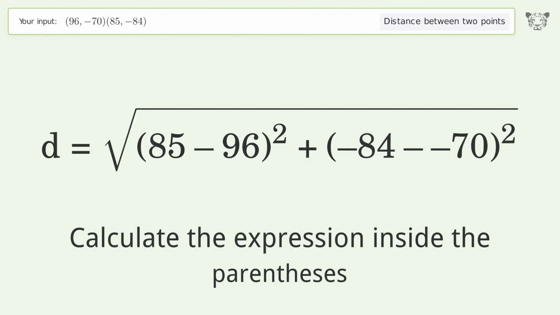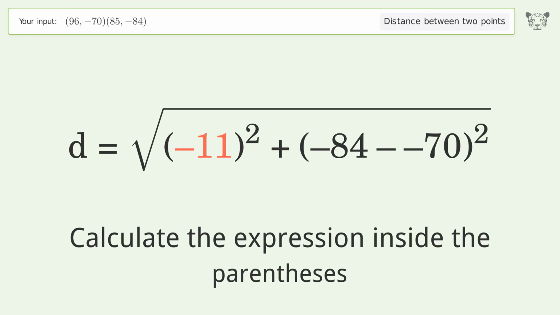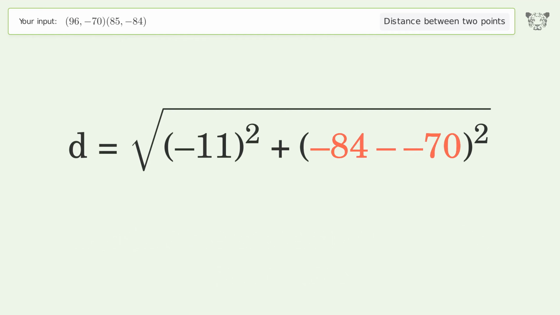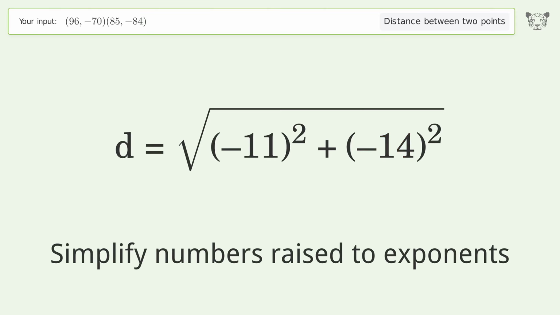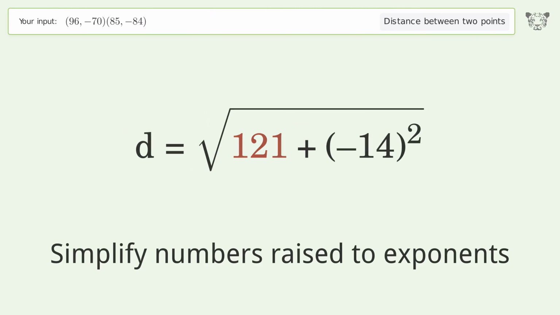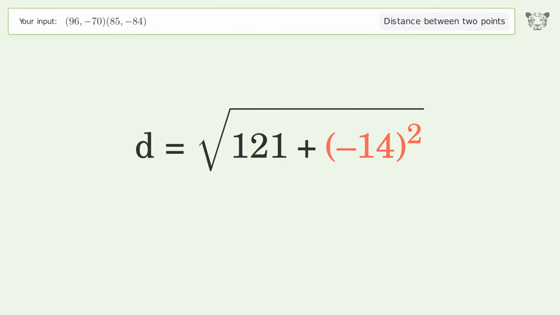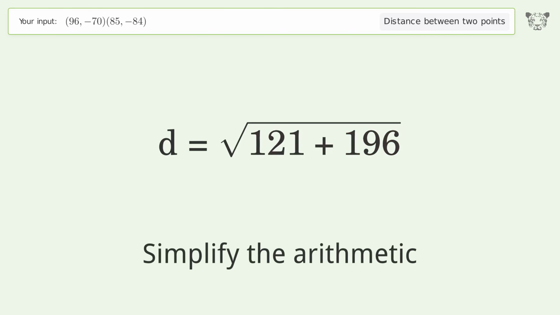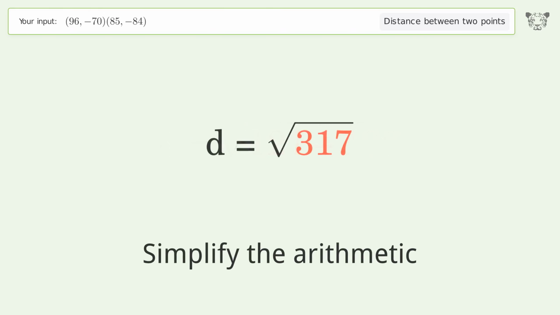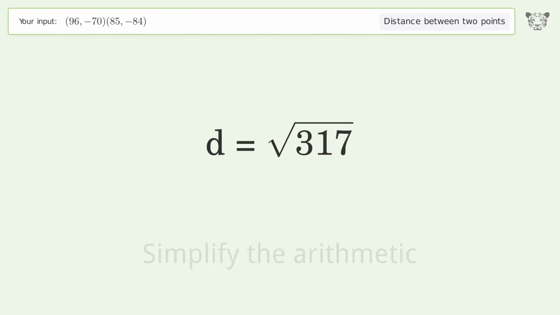Calculate the expression inside the parentheses. Simplify numbers raised to exponents. Simplify the arithmetic. And so the distance between the 2 points is the square root of 317, or 17.804.